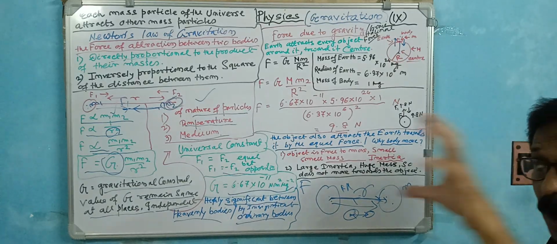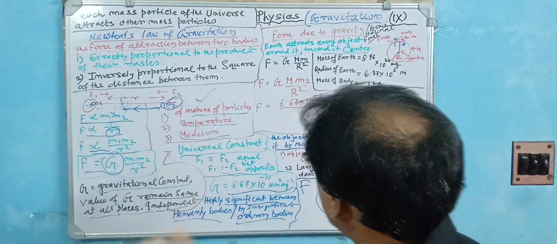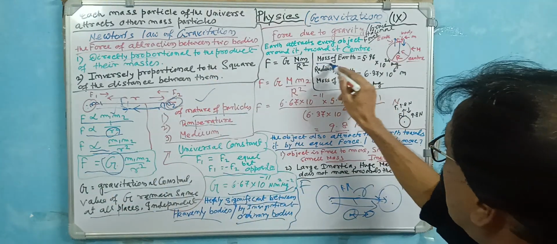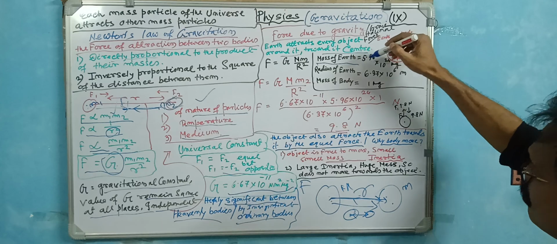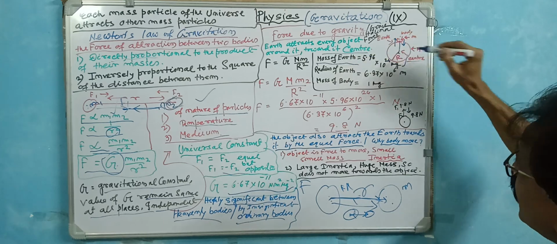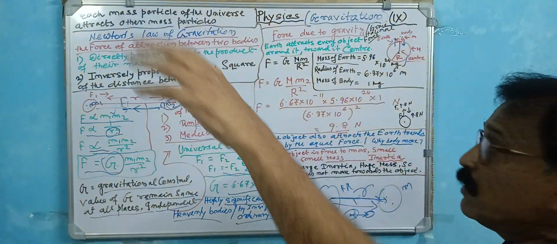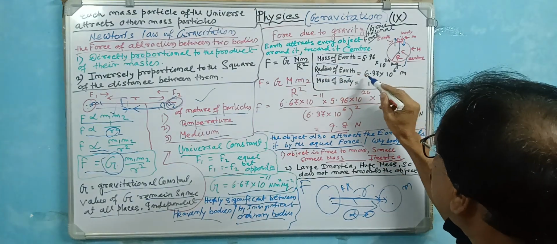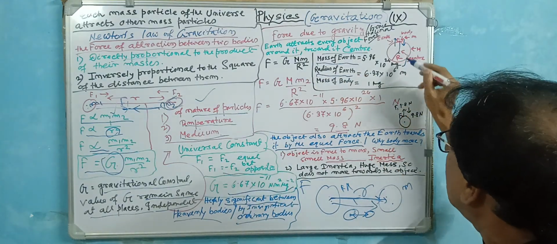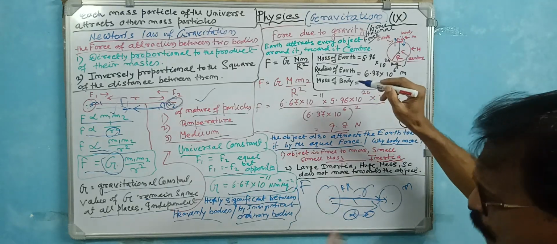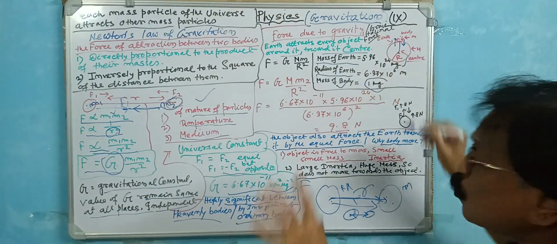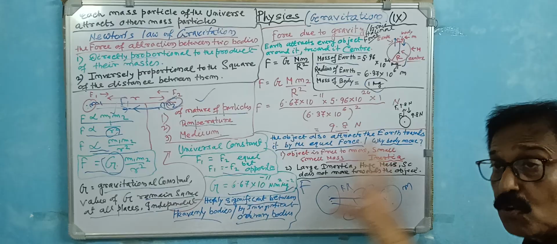So what is the force developed? That is calculated. Okay, first one: the mass of the earth, a huge amount, 5.96 × 10^24 kg. What is the radius of the earth? 6.37 × 10^6 m. Suppose the mass of the body is 1 kg. So what is the force developed?